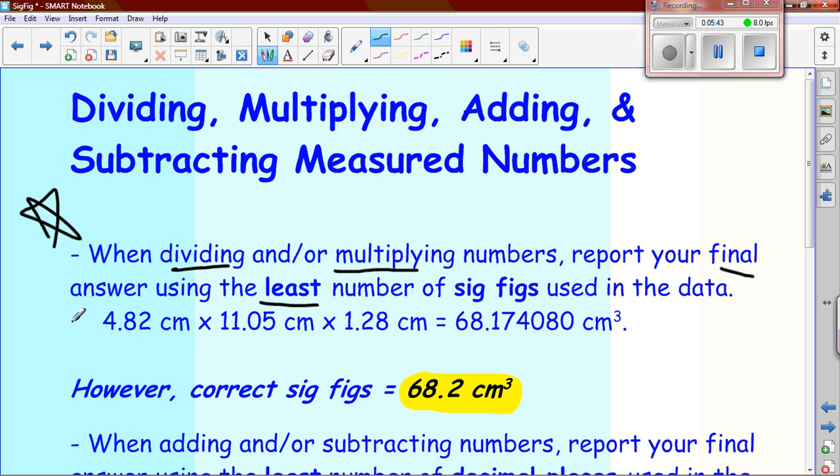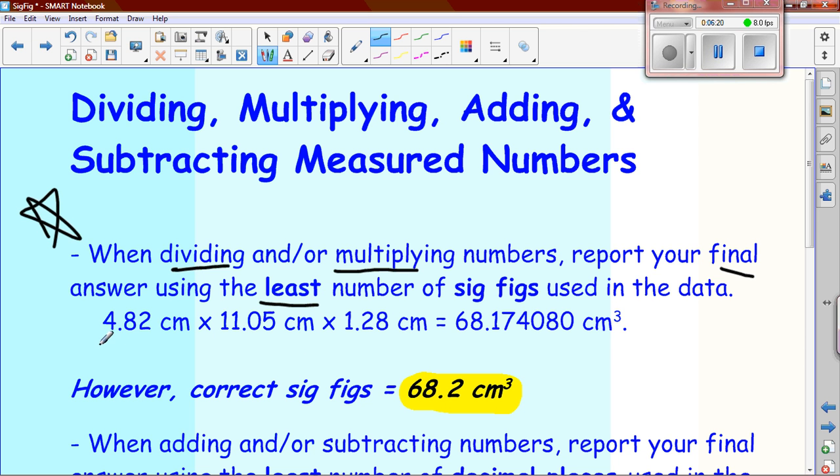For an example, and this is an example in your IPS book, you have 4.82 centimeters, 11.05 centimeters multiplied by 1.28 centimeters. You do that in your calculator, you get this long number, 68.174,080 centimeters cubed, or cubic centimeters. However, again, you want to make sure you're reporting the final answer using the least number of significant figures in the data. What that means is that your final answer cannot be more accurate than the accuracy of your data that you're reporting, or the precision of your data.